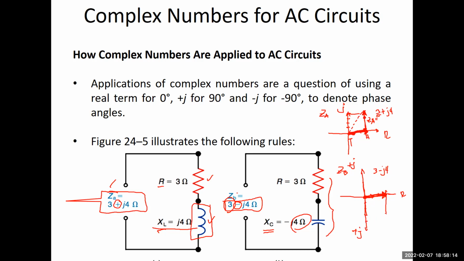And then you draw the arrow joining the tail of the negative j4 arrow with the head of 3. And then you draw now this hypotenuse which corresponds to your impedance Z, which is equal to 3 minus j4. Is that clear? Okay. Is it clear?